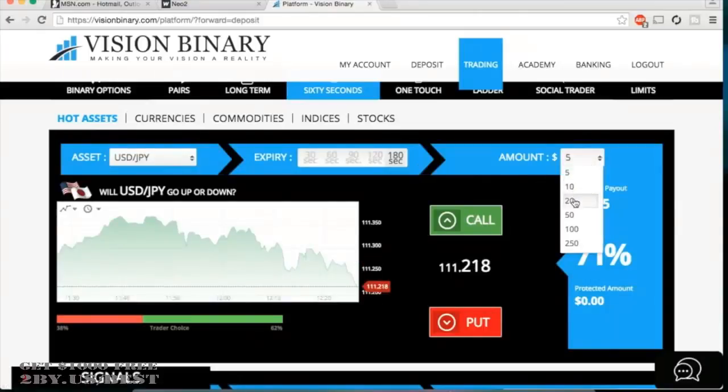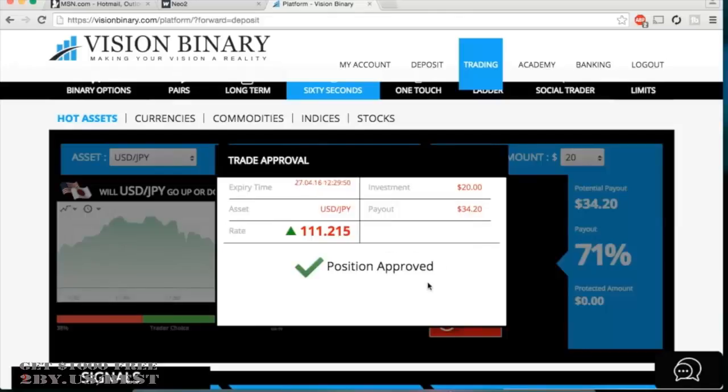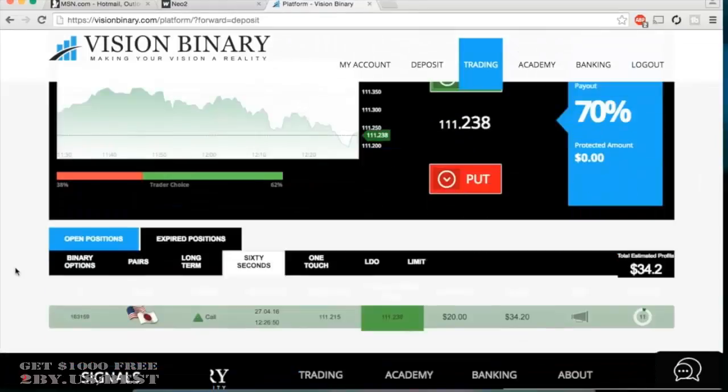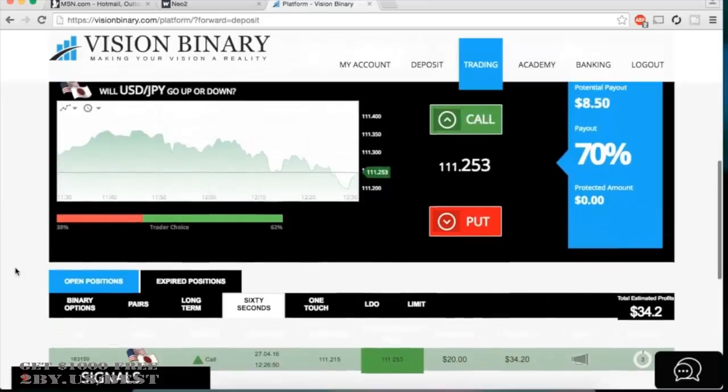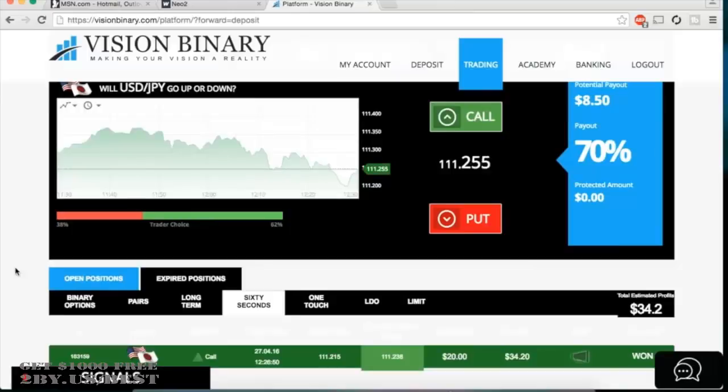Our position was approved, and now we're just going to fast forward this video to the end of the trade so you guys can see the end result of the NEO2 platform. Okay, as you can see, our trade is about to expire and it's actually green, in the money, so this looks like a very good start to the new NEO2 Auto Trader. We're just going to let the system validate it, and then boom, there we go. First one with the NEO2 Auto Trader. We're liking what we see so far.